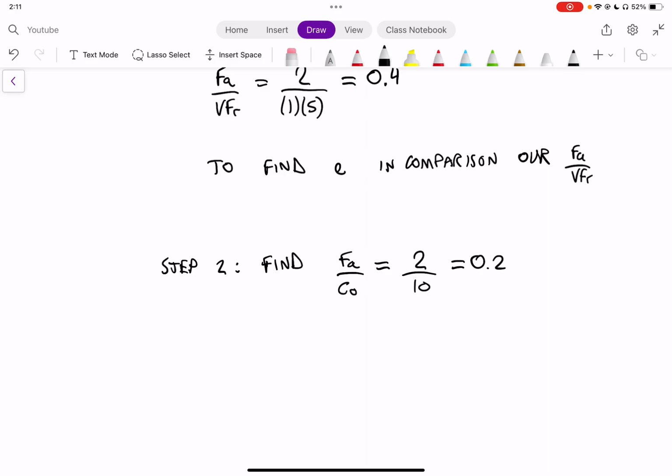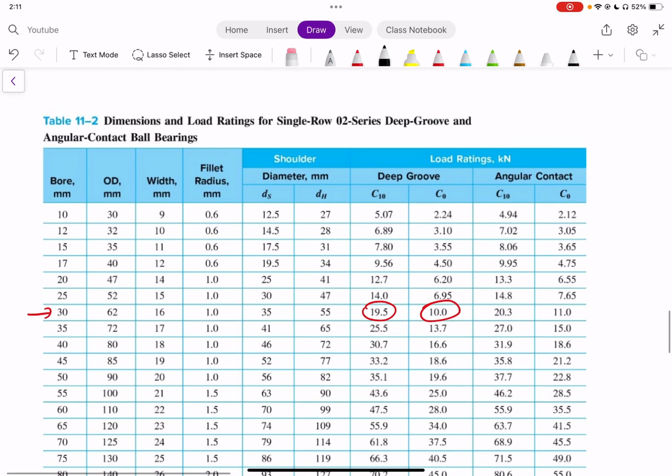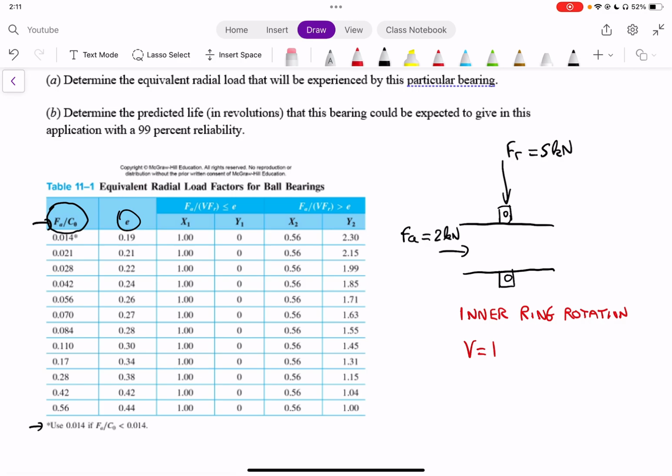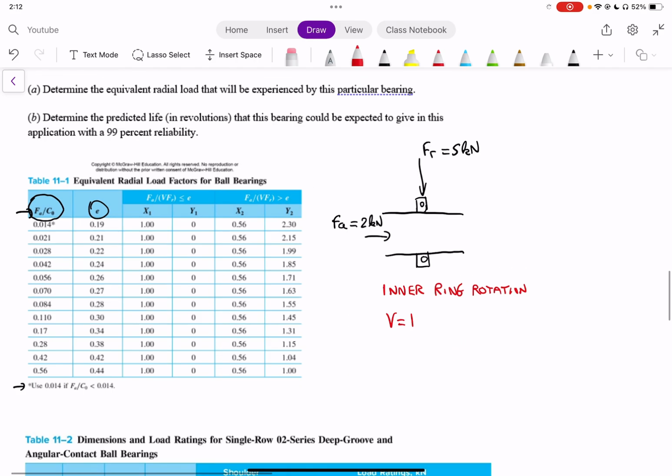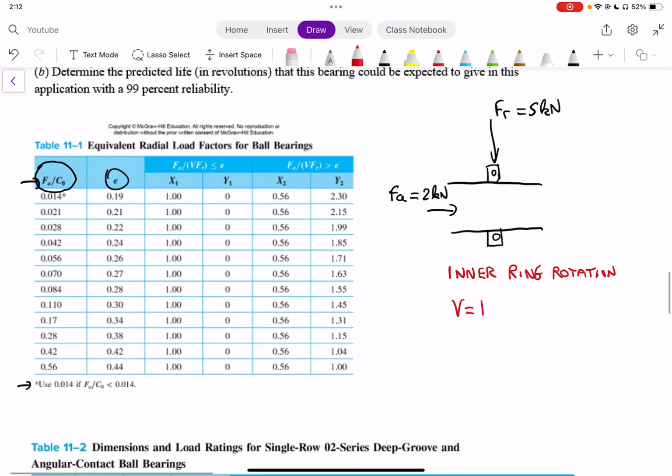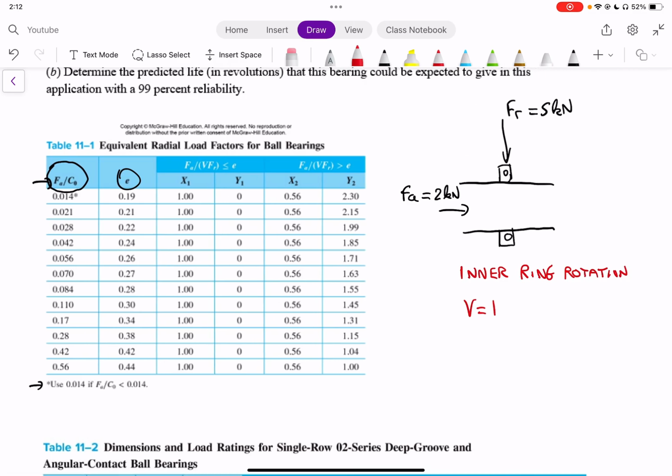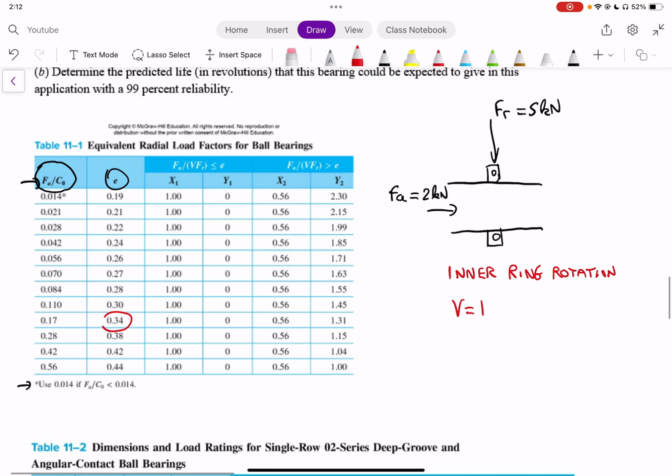If we go to our chart, either table 11.1 or our formula sheet, we'll see that E is a value equivalent to where 0.2 is. Be careful with the decimals here, but E is going to be between 0.34 and 0.38. We can see that FA over C0 is between those two. Then we can interpolate between those two, but we don't need to interpolate just now. We can interpolate a little bit later.